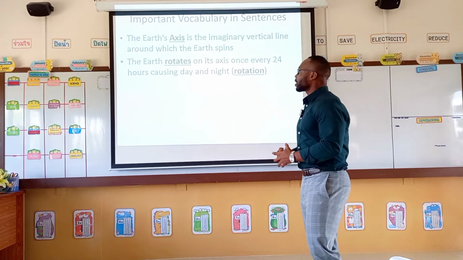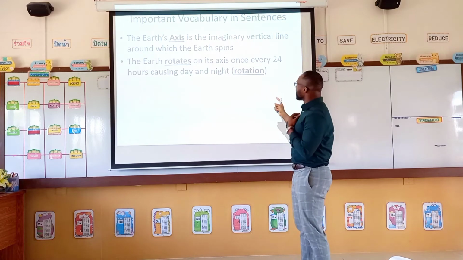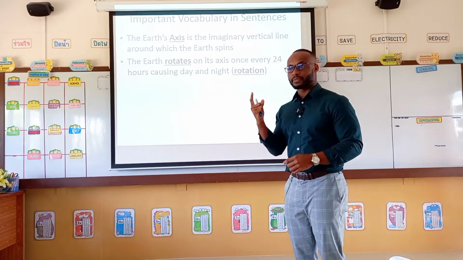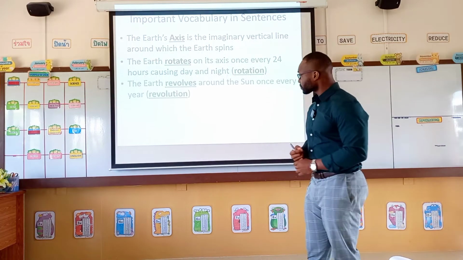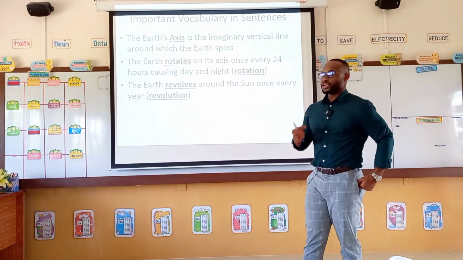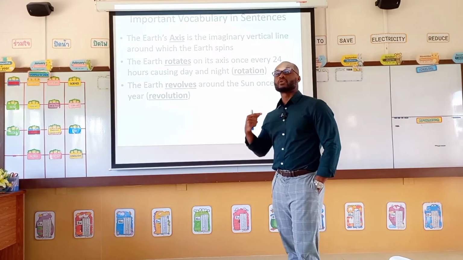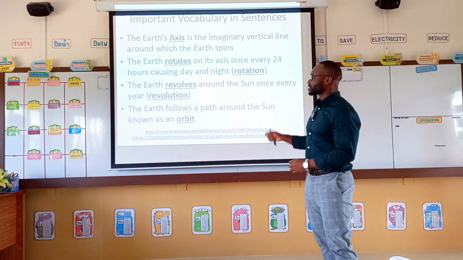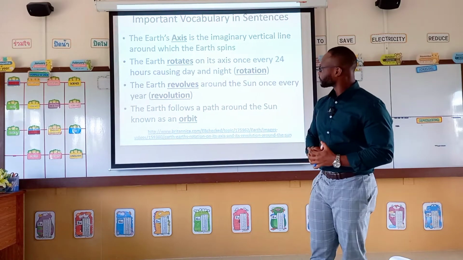Next one. The Earth rotates on its axis once every 24 hours, causing day and night. So this is rotation. So the Earth rotates what? Causing day and night. The Earth revolves around the sun once every year. So this is revolution. The word comes from revolve. Okay, so revolving. The Earth follows a path around the sun known as an orbit. Okay. All right, next one.